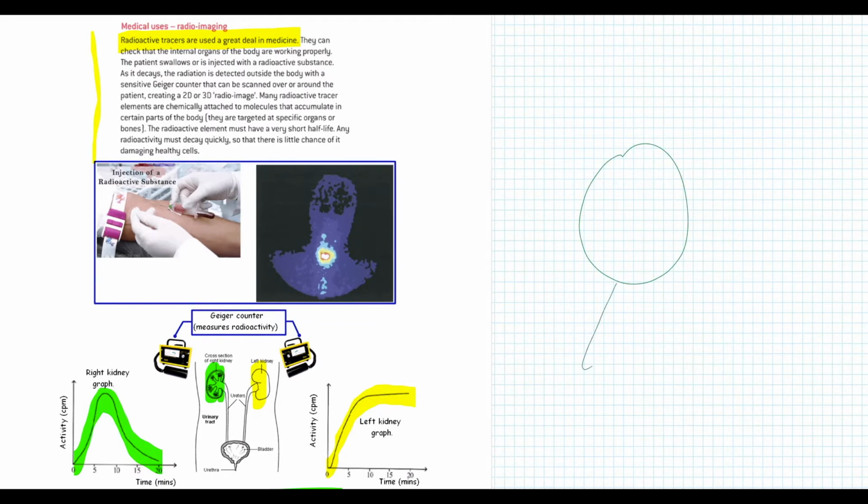I'm not very good at drawing, so this is my drawing of a person. If gamma is injected inside the body, I'll try and show it using that red circle. Then gamma can penetrate to outside the body. Alpha or beta wouldn't be able to do that. So you get a detector, like a Geiger-Müller tube, remember? And then you can measure how much radiation is being emitted from different parts of the body.